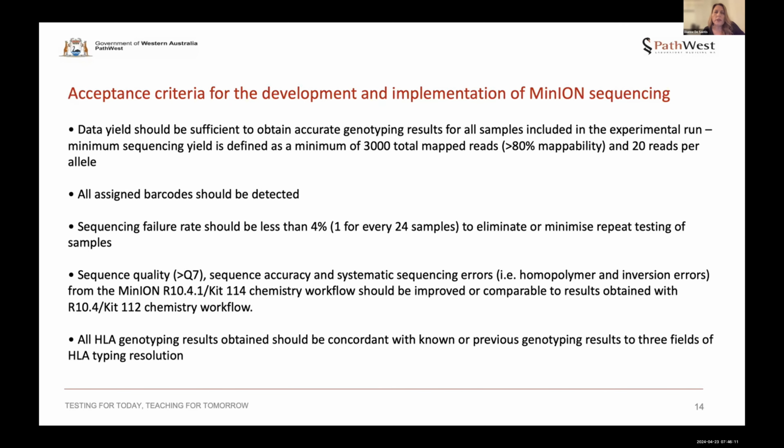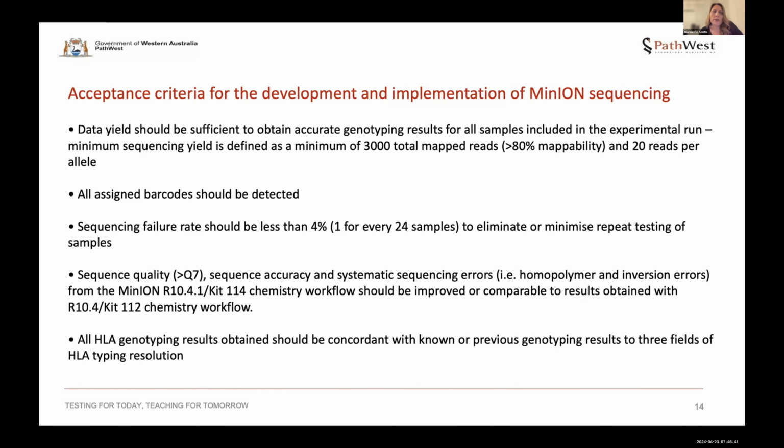We set some acceptance criteria for the development and implementation of the MinION sequencing. So over the years of our development, we understood that it was important that we had greater than 300 total mapped reads at greater than 80% mappability per sample, and that we had at least 20 times coverage per allele, so 20 reads per allele. All assigned barcodes should be detected. The sequencing failure rate was around 4%, so 1 in every 24 samples.